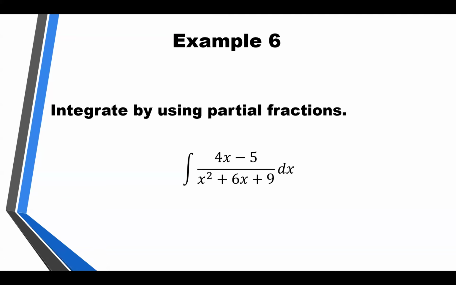Okay, let's integrate this by using partial fractions. We have the rational expression whose numerator is 4x minus 5 and whose denominator is x squared plus 6x plus 9. So 4x minus 5 in the numerator, x squared plus 6x plus 9 in the denominator, and we want to integrate that with respect to x.